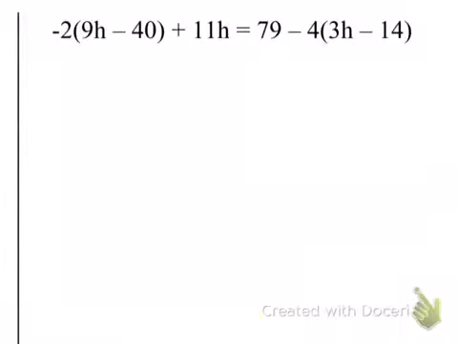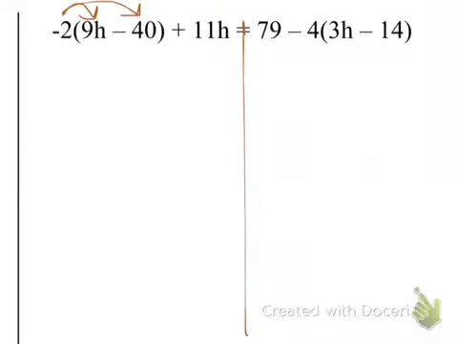Last problem, and I've made it pretty difficult. So we've got lots of things to work out here. First of all, make sure you draw our line, separating our sides. Let's go ahead and deal with this left-hand side. So I see I've got parentheses. I know I can distribute. So I want to take that negative 2 to the 9h and the negative 40. I am not taking the negative 2 to the 11h because it's not in parentheses.